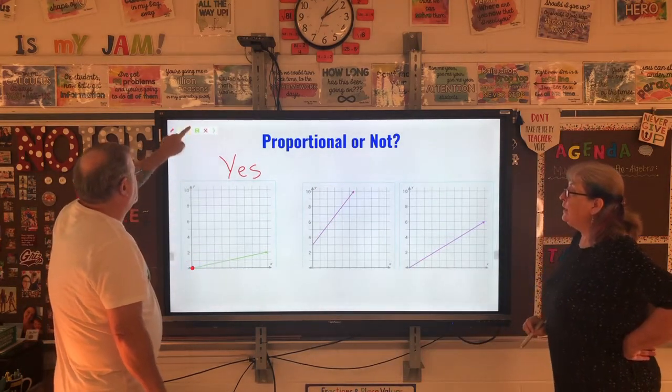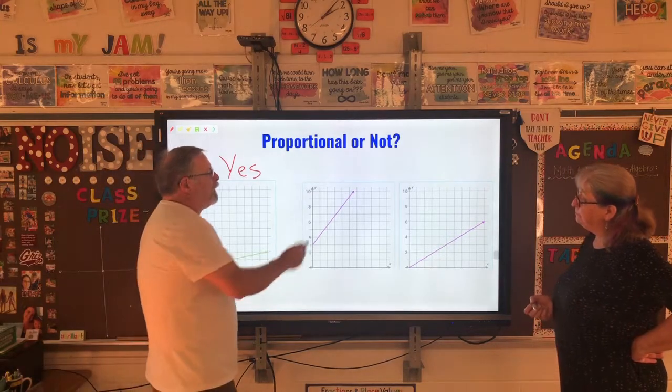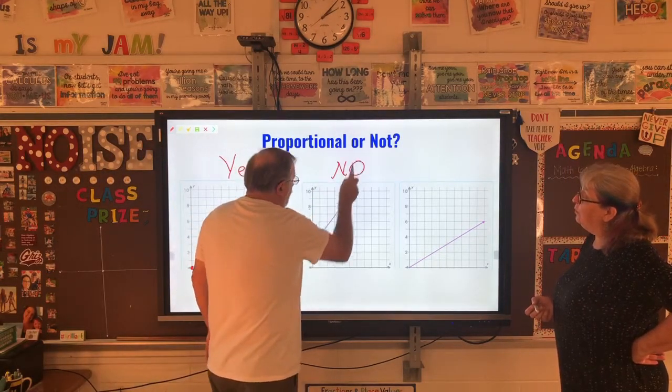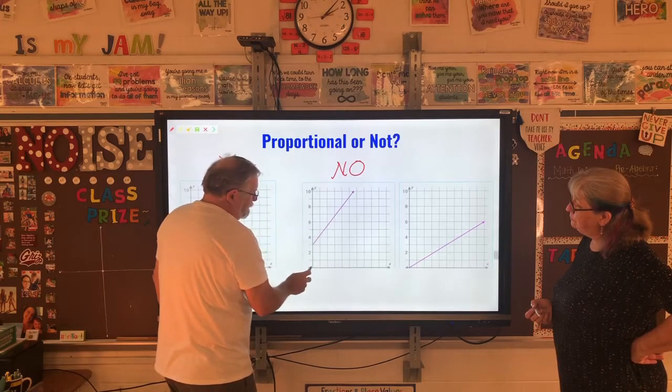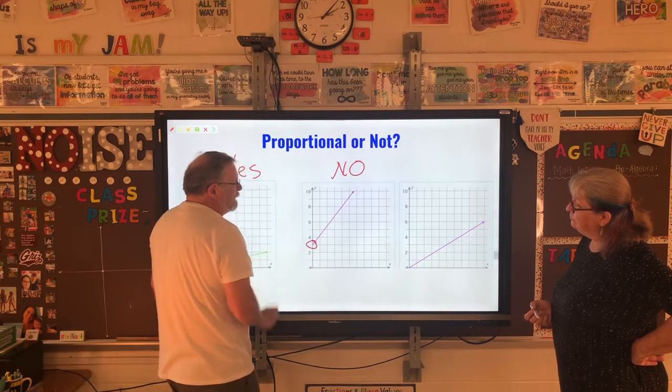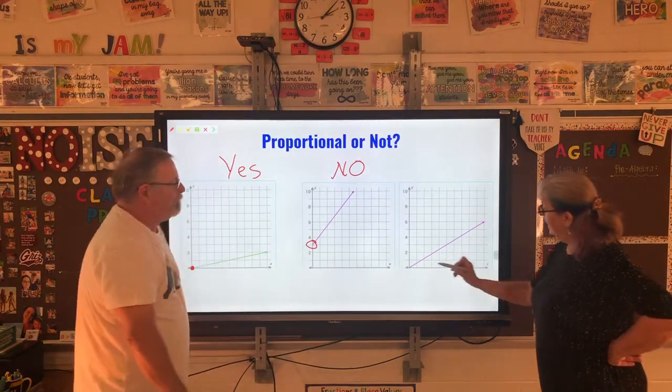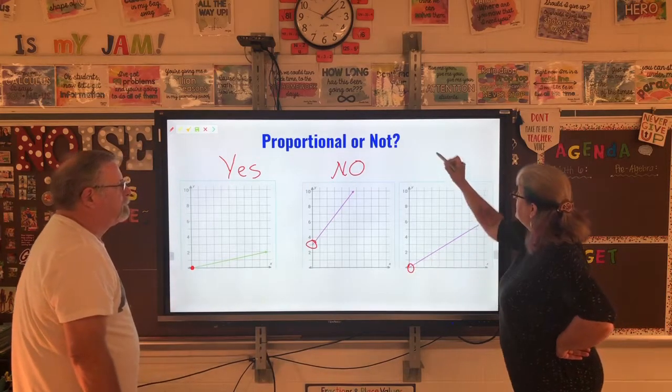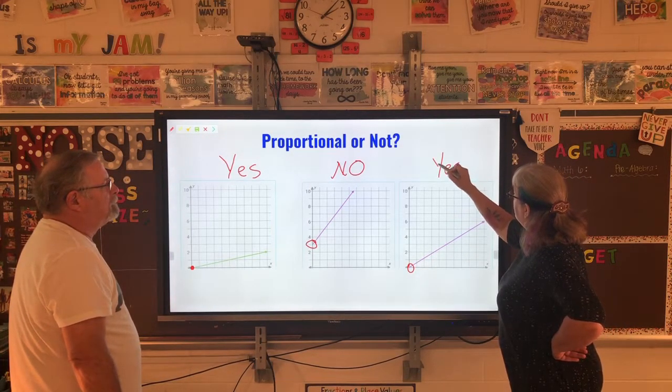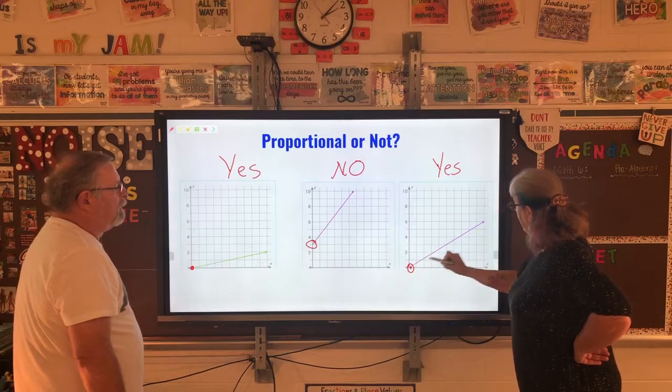Do you want to do the next one? Sure. Now this one's a no. It is straight though, right? Because it's a straight line, but it doesn't come anywhere near 0, 0. But because it starts there, no way. And this one, I'm getting the easy ones, that's a yes. It started at 0, 0, and then it's definitely a straight line.